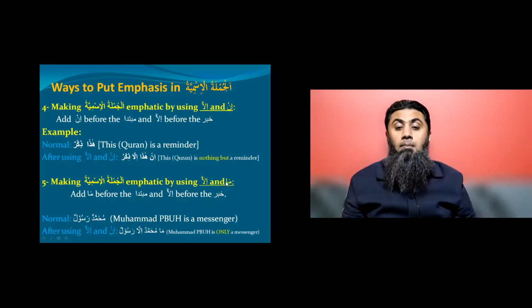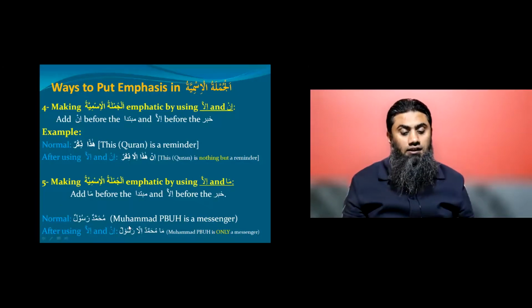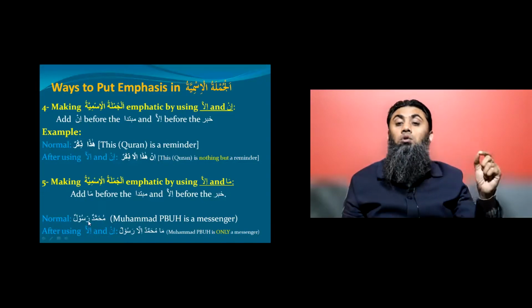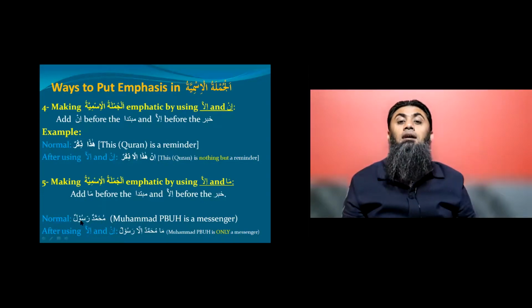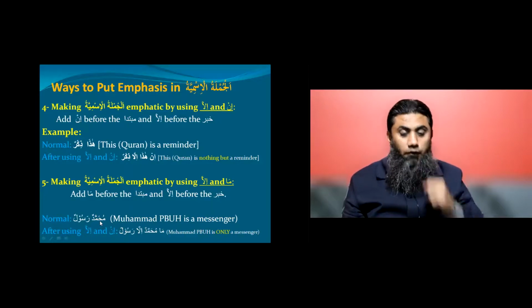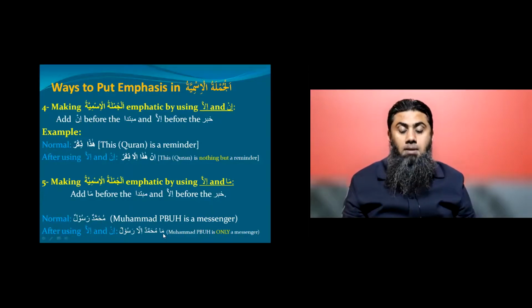The fifth way of putting emphasis is the same as in and illa. Sometimes you use ma and illa, which means before the mubtada you put ma, and before the khabar you put illa. How does it work? Look at the example. Muhammadun Rasulun. Muhammad is a messenger. Muhammad, peace be upon him, is the mubtada here, and Rasulun is the khabar part. So before Muhammadun you use ma, and before the khabar Rasulun you use illa.